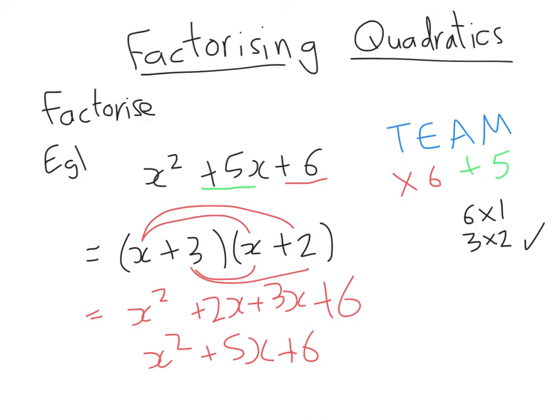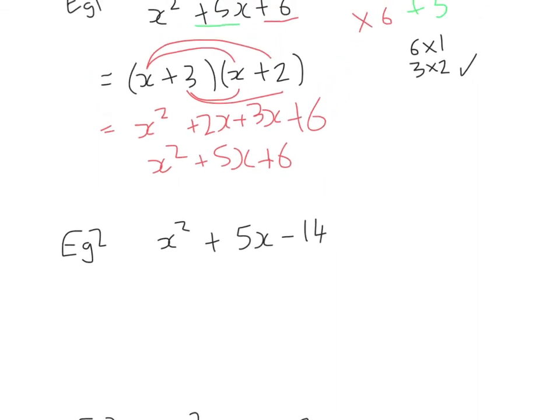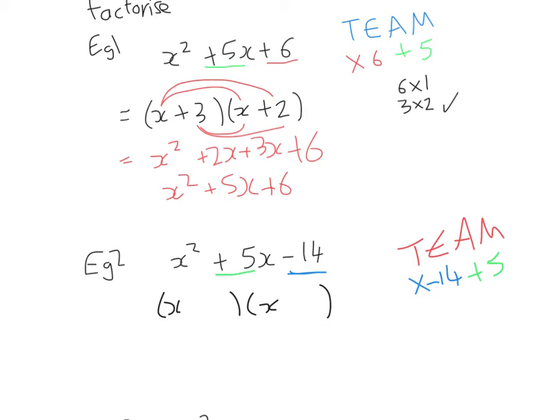Let's try that again in example 2. So here we have x squared plus 5x minus 14. Because it's a quadratic, you can identify that it's going to be double brackets expanded to give you that expression. And it'll be x times x that will give you the x squared at the start. To find the other two numbers, we use our TEAM. So we're looking to times to give the end number, in this case minus 14, and adds to give the middle number, which in this case again is plus 5.